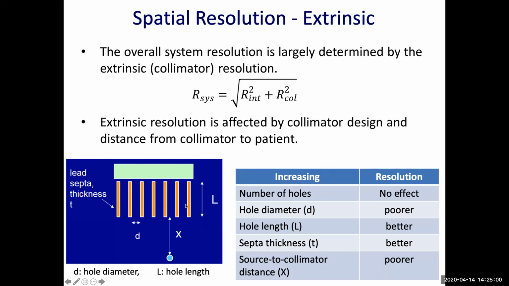The hole diameter, D here: if we increase the hole diameter, we get poorer resolution because we accept more scatter photons. If the hole length increases, we get better resolution because we decrease the acceptance angle of the photons, which can then be absorbed by the septa. If the septa thickness increases, this gives us better resolution because it also reduces the number of scatter photons detected by the detector. If the distance between the source and collimator is increased, this gives us poorer resolution also. We need the source to be very close to the collimator to get the best possible resolution.